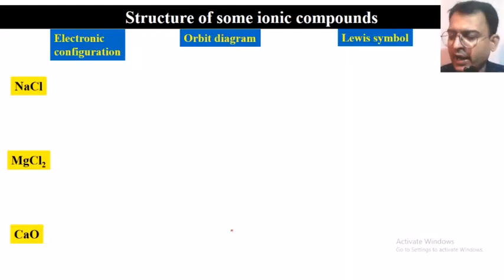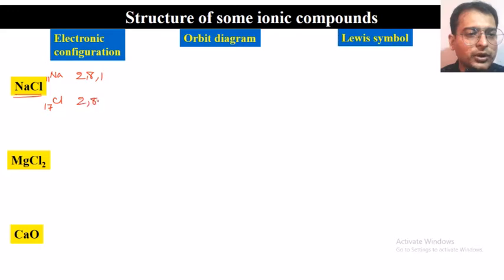Now let us practice and look at how we can represent the formation of these ionic compounds. For example, sodium chloride. Sodium has atomic number 11 and chlorine atomic number 17. Electronic configuration 2, 8, 1 and 2, 8, 7. So what should be the orbital diagram?